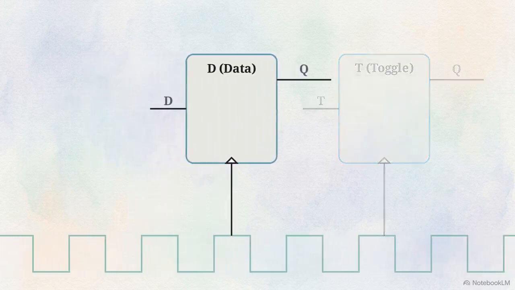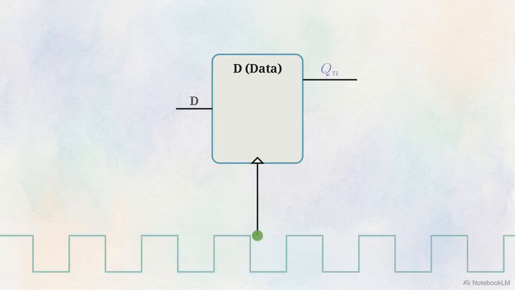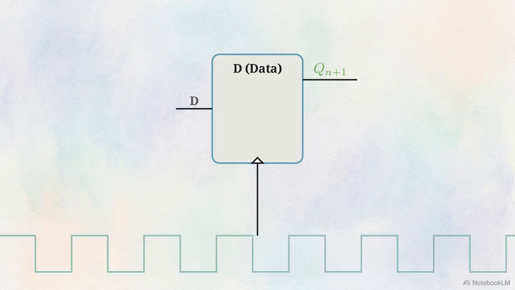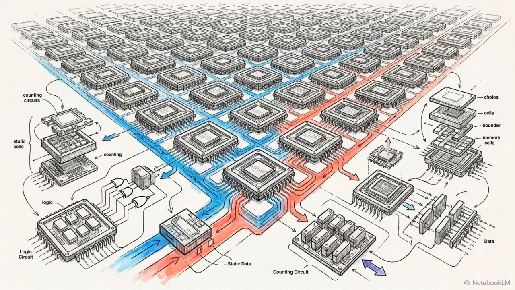To track those changes, we use specific terms. We look at the present state, called Qn, and figure out what happens on the next clock pulse, which is the next state, or Qn+1. Stripping away that second input line makes calculating that next state incredibly straightforward. That predictability makes these streamlined components perfect building blocks for massive memory banks and complex counting circuits.